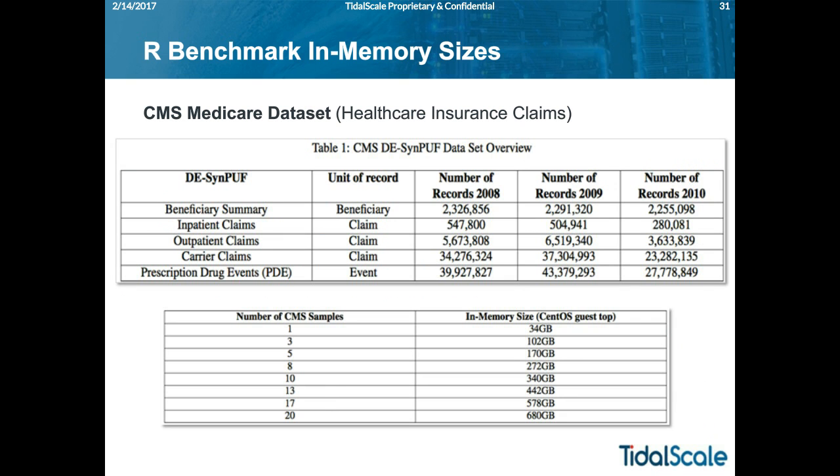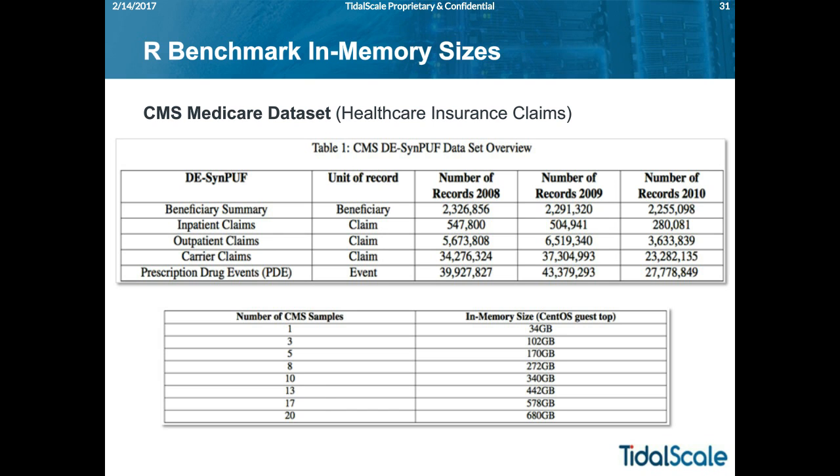And here you see that same view. If you look at this across the board going to CMS sample size 20, we've got the different sizes of the areas of the CMS data set. You've got the beneficiary summaries, the inpatient claims, outpatient carrier claims, the drug events, and those are the record totals for the 3 years. And those are those CMS samples.